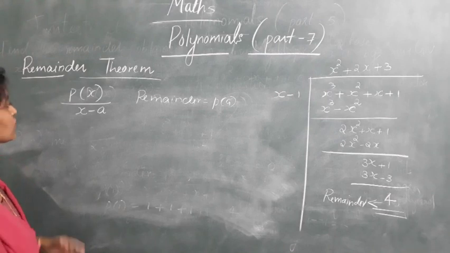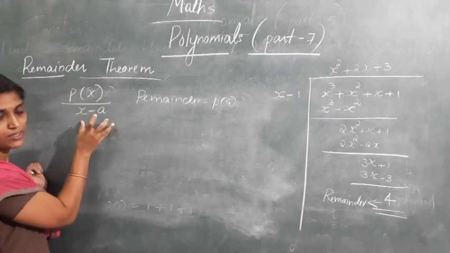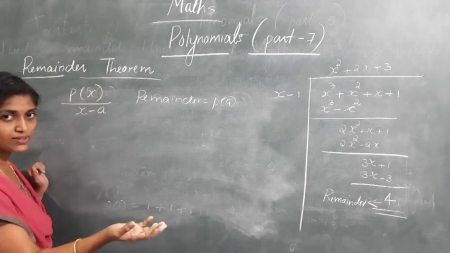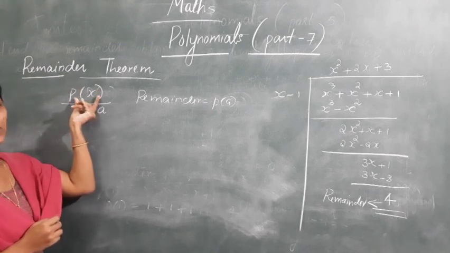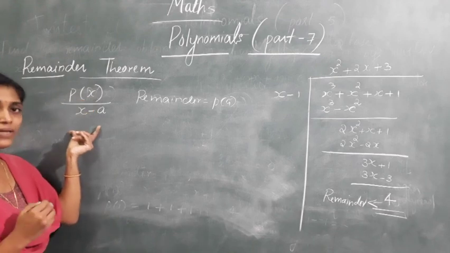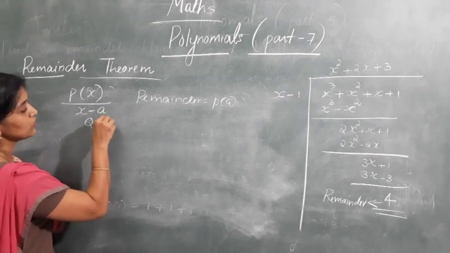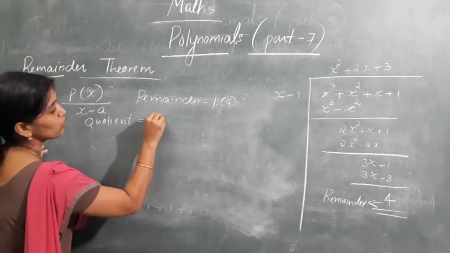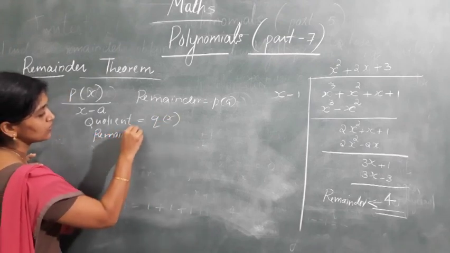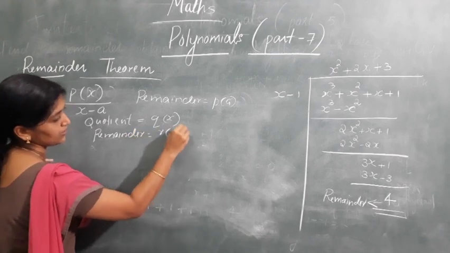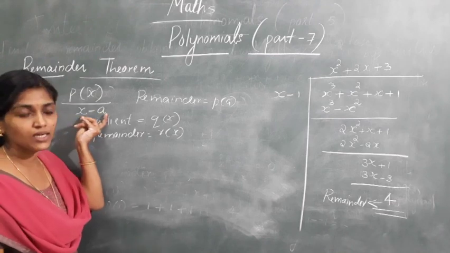Is it clear? So we know that when we divide a polynomial by a linear polynomial, we have a quotient and we have a remainder. So here also, when we divide this polynomial P of x by x minus a, we will have a quotient and we will have a remainder. We will take the quotient as q of x and the remainder as r of x.